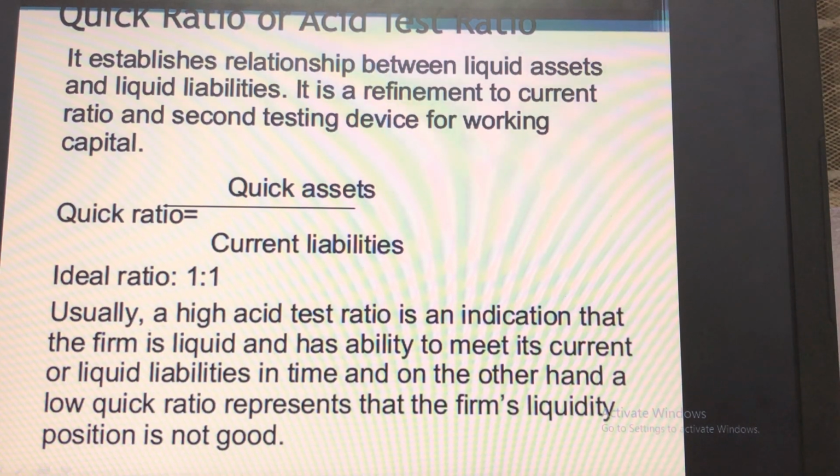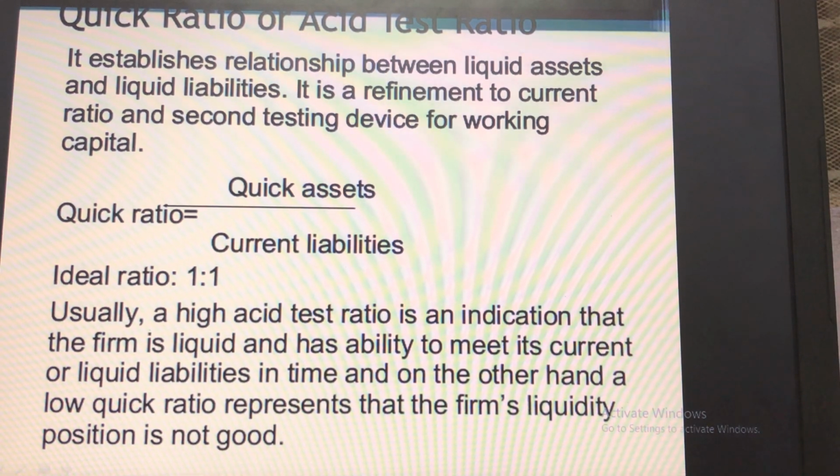Usually, a high asset test ratio is an indication that the firm is liquid and has ability to meet its current or liquid liabilities in time, and on the other hand, a low quick ratio represents that the firm's liquidity position is not good.